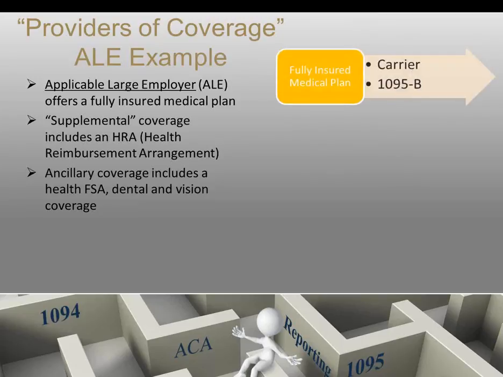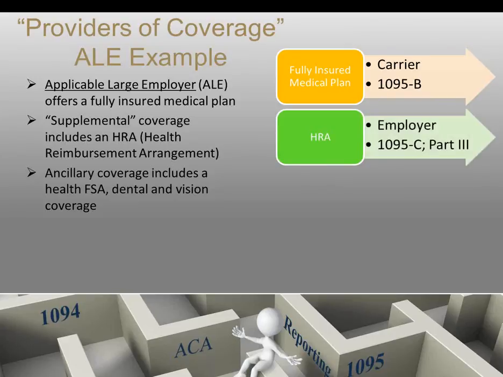So under the fully insured medical plan, since it is a fully insured plan provided by the carrier, the carrier would be responsible for coverage information for those employees on 1095B. Just the one that I just showed you here, the last page. So under the fully insured plan, the employee's coverage information is on 1095B. What about the HRA?